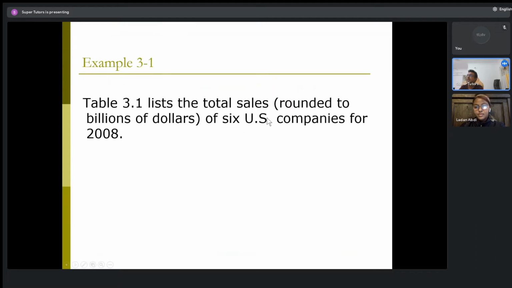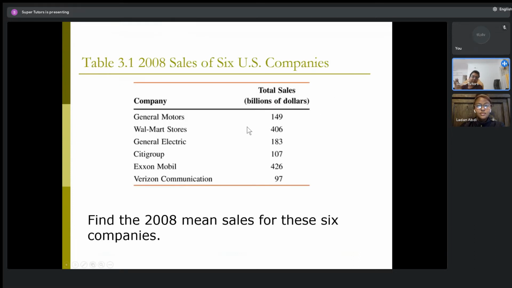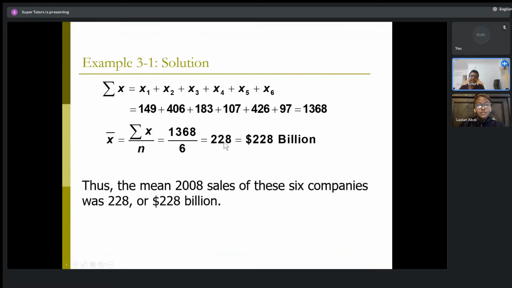So let's do a quick maths problem, a very simple one for you. We have the 2008 sales of six American companies, General Motors, Walmart, and so on. You have to simply find 2008 mean sales for these six companies. Can you do that? Just add them all up and divide it by 6. Yeah, absolutely. So I trust that you will get the calculation right. It's fairly straightforward, right? So you write it as summation of x and you add all of these up, and then x bar is summation of x over n.